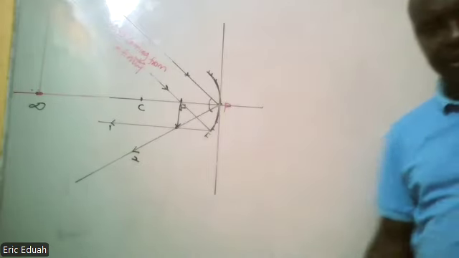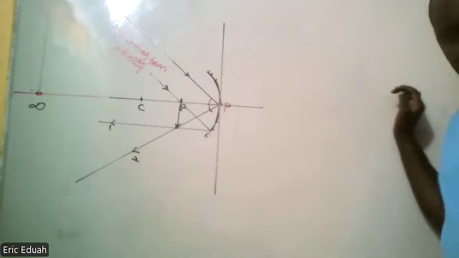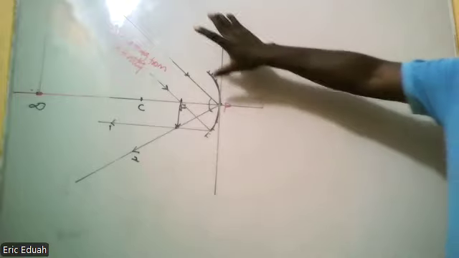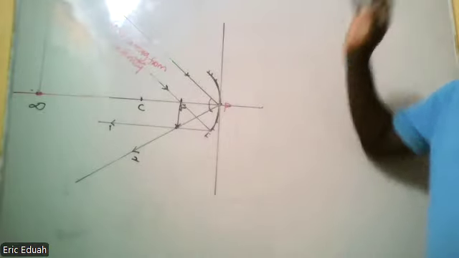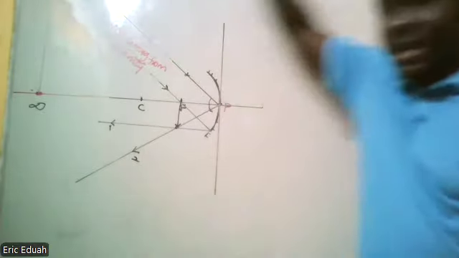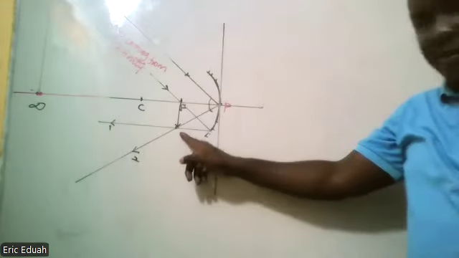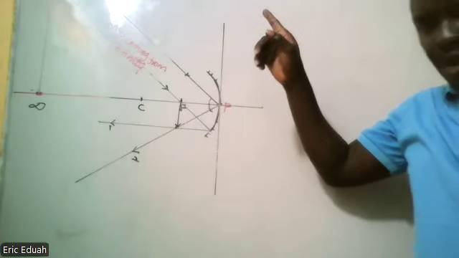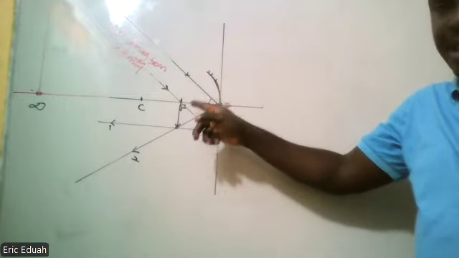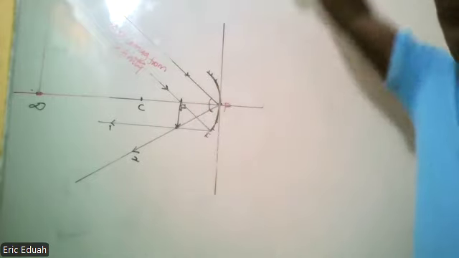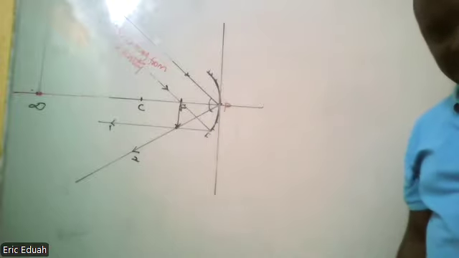Any other question? So you must be able to draw this to explain the fact that when an object is at infinity, the image is formed at the principal focus. Okay, then when the object is at F, the image is also formed at infinity, vice versa.